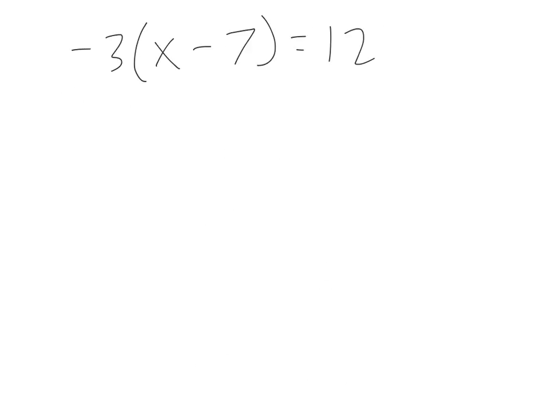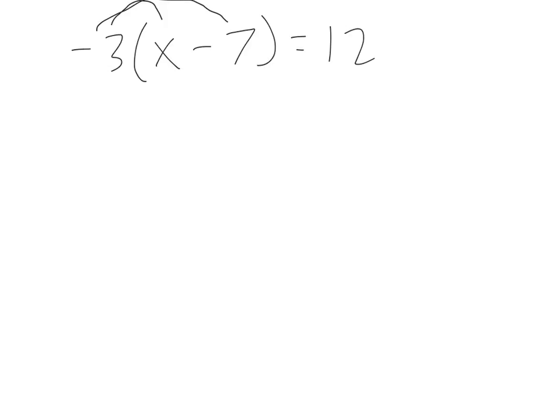Alright, so the final way of solving equations that we're going to use is the distributive property. Remember, we talked a bit about it a few classes ago. With the distributive property, if you have a number in front of a set of parentheses, so we have a negative 3 there, you multiply it by every term inside the parentheses. So you take the negative 3 and multiply by the x, but also by the negative 7.